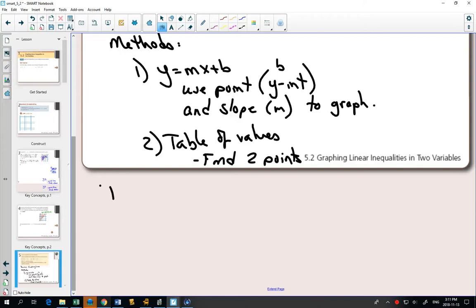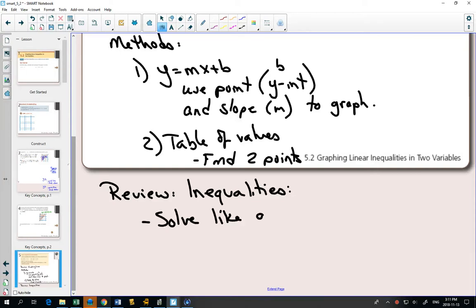Another thing that we need to review is inequalities. With inequalities, equations that are inequalities, you can solve like a regular equation. There's just one special rule.